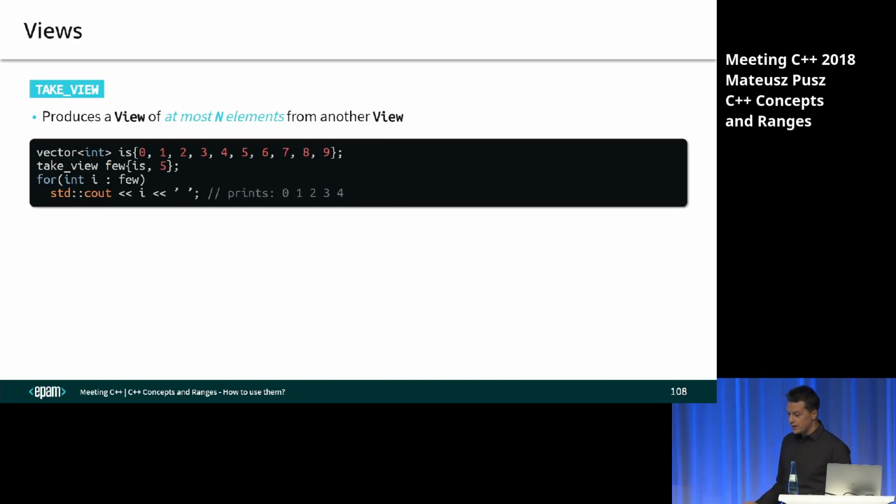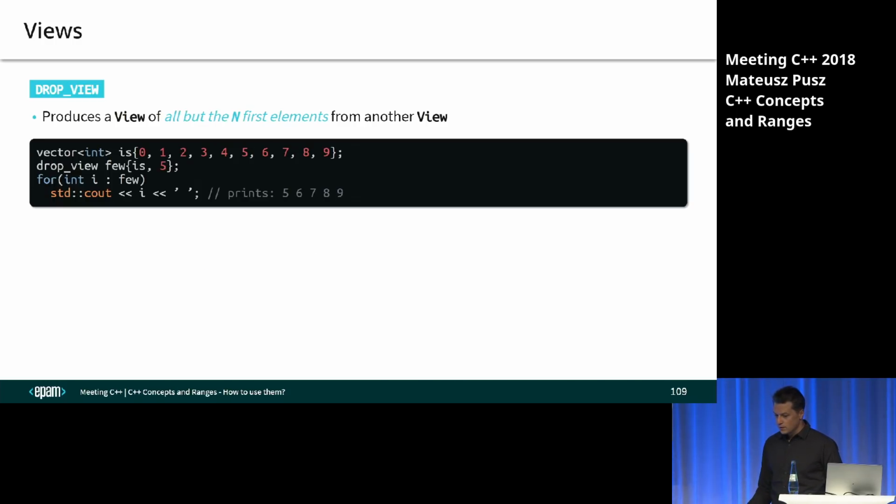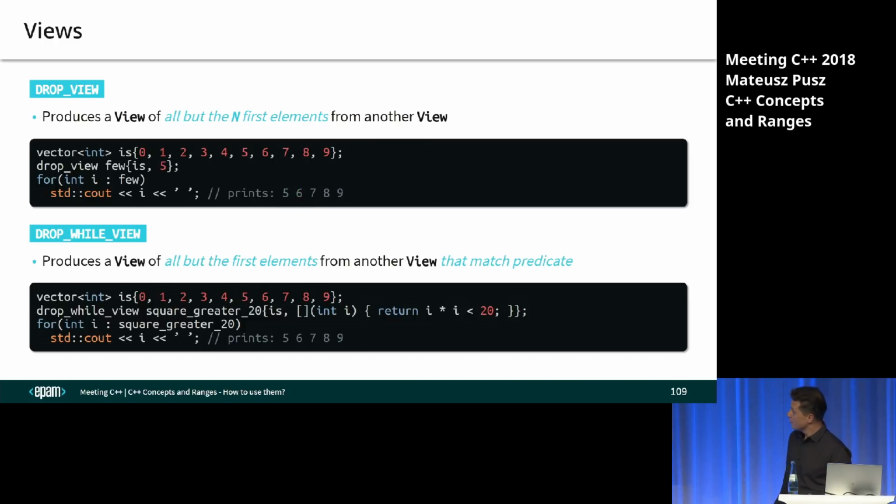Take view takes at most n elements from another view. So it will take only the first 5 elements here. Take while view will take the first elements that match the predicate. For example, here we'll take all elements whose square is less than 20. Drop view is the total reverse of the previous one. So it takes all but the first n elements, and drop while drops the first elements that satisfy the predicate.